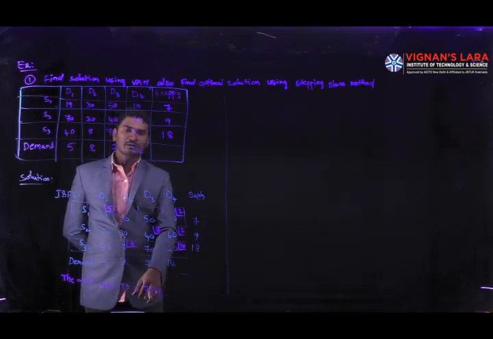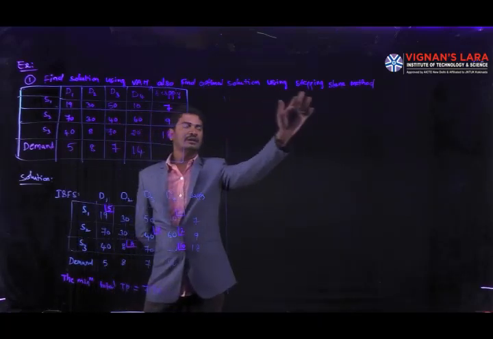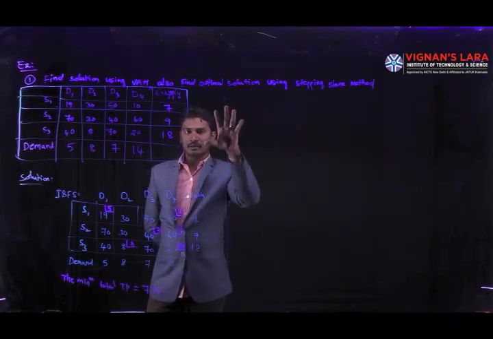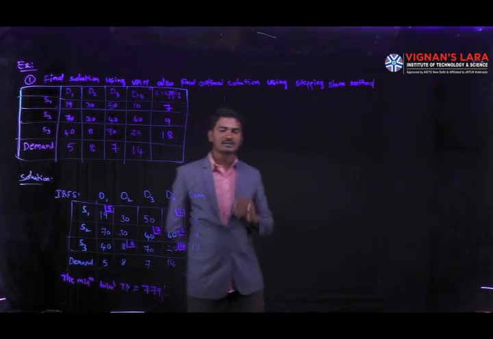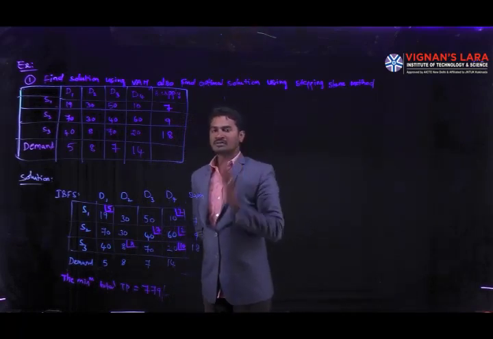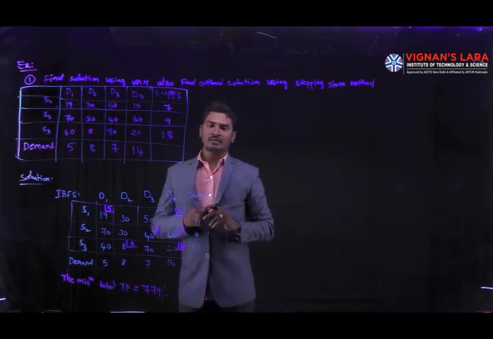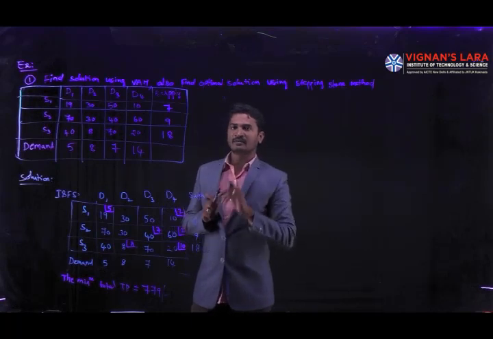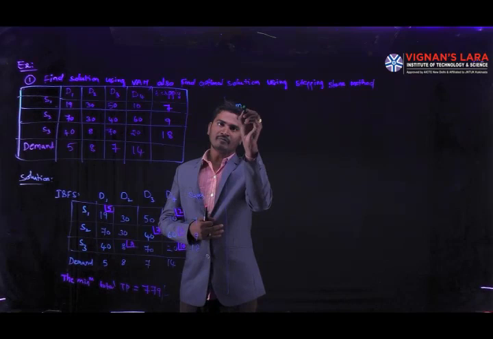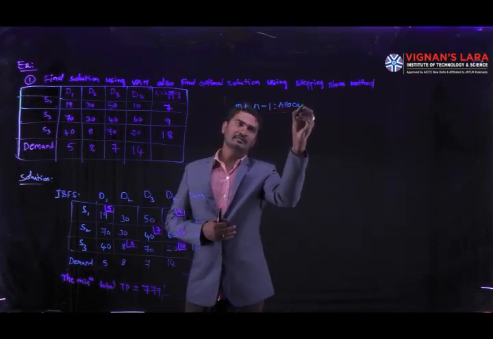After getting the initial basic feasible solution, now we are going to find the optimal solution. It is given clearly: find the optimal solution using the stepping stone method. Here we are moving towards optimality, and we have some rules to move towards it. First, we have to check the allocations. It means we have to check degeneracy and non-degeneracy with the help of m plus n minus 1 equal to allocations.